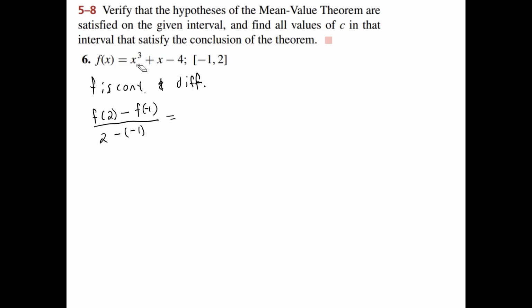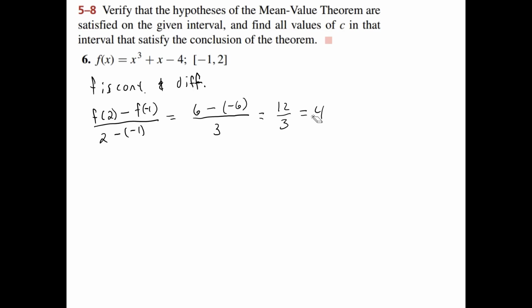When you put in 2, you get 8 plus 2 is 10, minus 4 is 6. When you put in negative 1, you get negative 1 minus 1, negative 2, minus 4 is negative 6. And then 2 minus negative 1 is 3. 6 minus negative 6 is 12 divided by 3. And so 12 divided by 3 is 4.